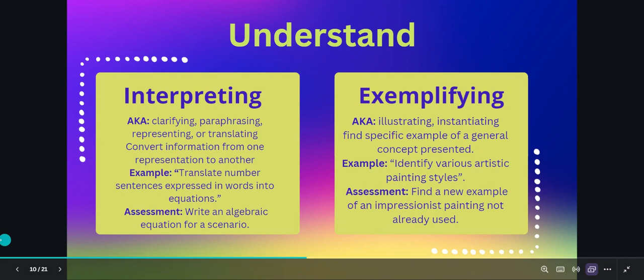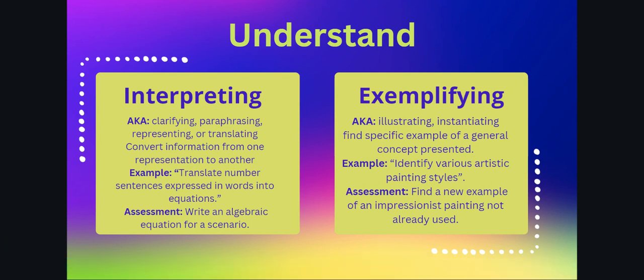Exemplifying, or illustrating and instantiating, happens when a student is able to find a specific example of a generalized concept. An example would be for students to be tasked with identifying various artistic painting styles and then being assessed on their ability to find a new example of an impressionist painting not mentioned in class. Upon reflection of how these objectives are used in my current biology courses, I found that we most often use them in our laboratory courses, where students are interpreting graphs or tables in order to identify the question, hypothesis, or variables in an experiment.